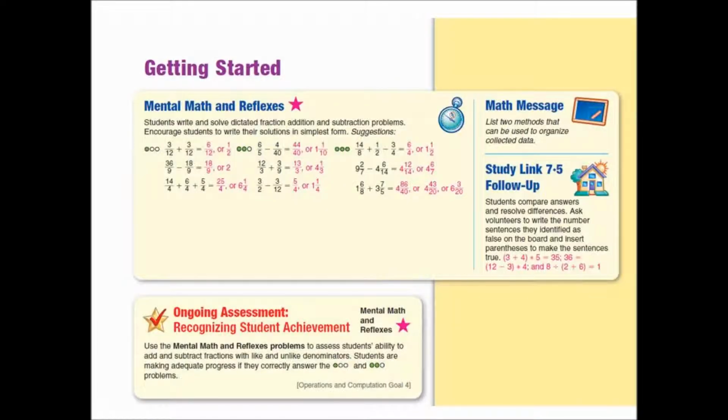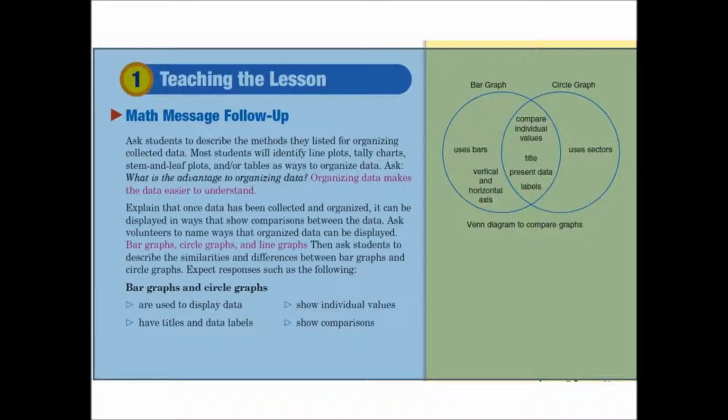On this slide, you can see an example of what the beginning of the lesson looks like in the teacher manual. At the top, you're going to see a section that says Getting Started, and there are mental math and reflex exercises that you may do with the students before the actual lesson begins. This slide shows exactly how you teach the lesson, which is the second part you will find in the teacher's manual. It gives you exact verbiage you may use with the students, as well as acceptable answers for those questions you may pose.